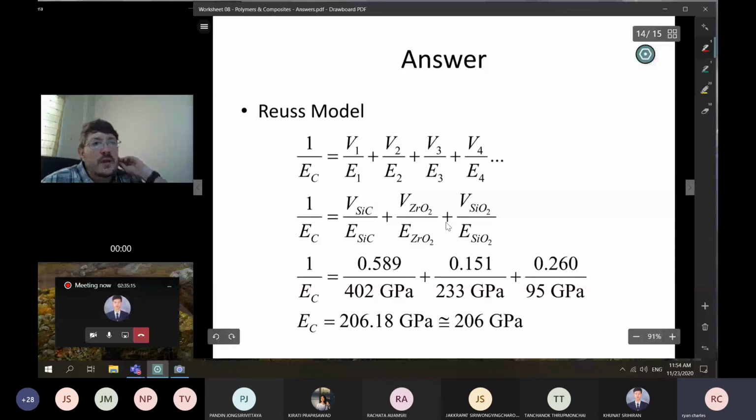The Reuss model, again, we only have 3 terms. Volume fraction divided by modulus plus volume fraction divided by modulus plus volume fraction divided by modulus equals 1 over modulus. A lot of you got to the tiny little number and you stopped. You had like 0.005 or something. I don't recall. This is 206 gigapascals.